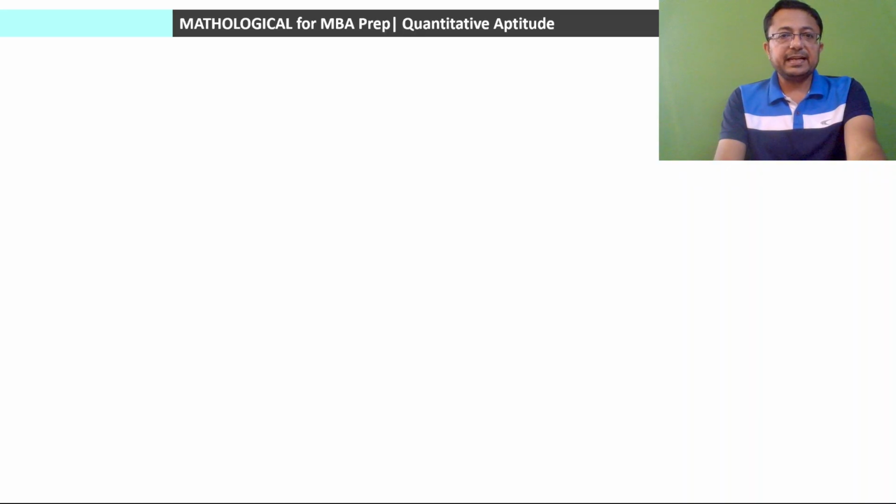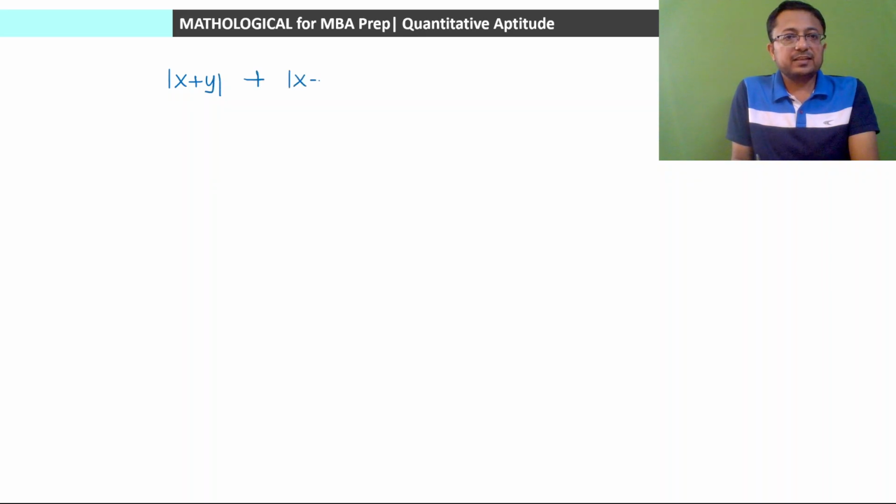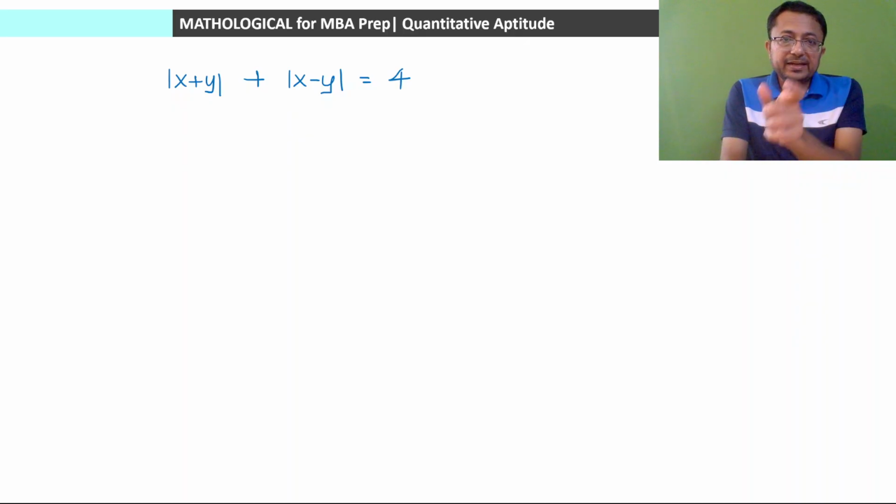Now let us take the second type of graph, and that graph is, let us say, mod of x plus y plus mod of x minus y, and this sum total is equal to 4. Again we are adding two mod values, mod of x plus y and mod of x minus y, and that sum is equal to 4. So both these values will be greater than or equal to 0 separately.